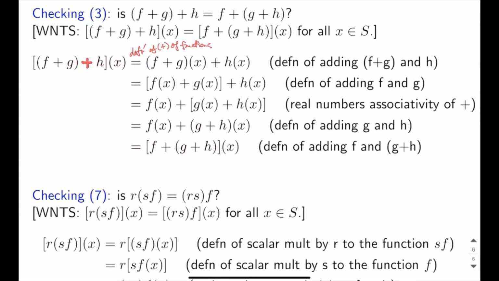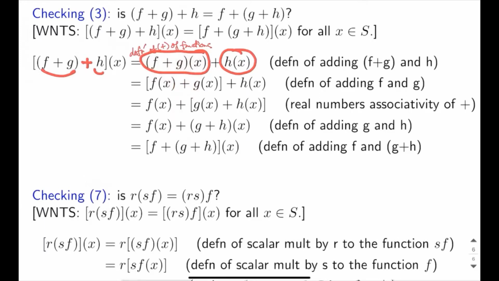If we want to add two functions, f plus g and the function h, then we add them entry-wise. So this addition is far different from this addition. This is the addition of a real number and another real number. Now next we further break down this one. This is the addition of two functions f and g, and in order to add them, we add them entry-wise.